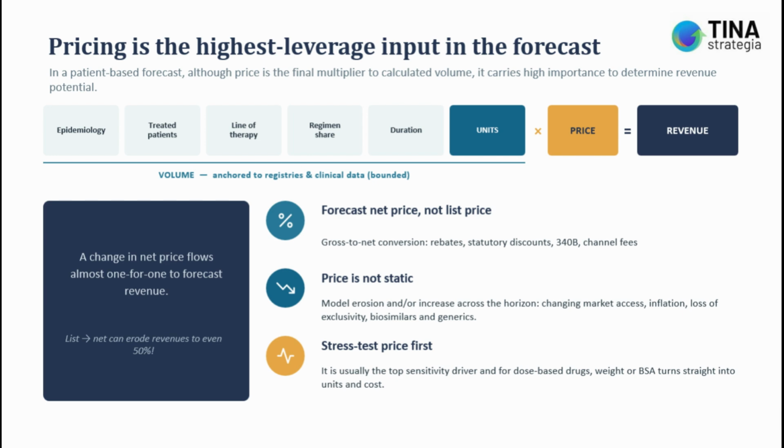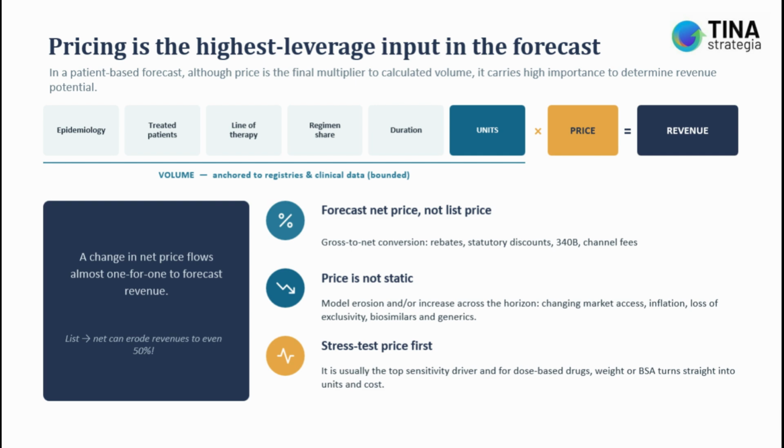Let's start with the big picture. Where does price actually sit in a forecast? Look at the row of boxes across the top. This is what we call a patient-based forecast, sometimes called a bottom-up forecast, because we build it up from patients rather than starting from a total sales number. We start on the left with epidemiology. That's just the number of people who have the disease. Then we narrow down. Of those, how many are actually treated? Then which line of therapy they're in. First line meaning the first treatment they try. Second line meaning what they switch to if that fails.